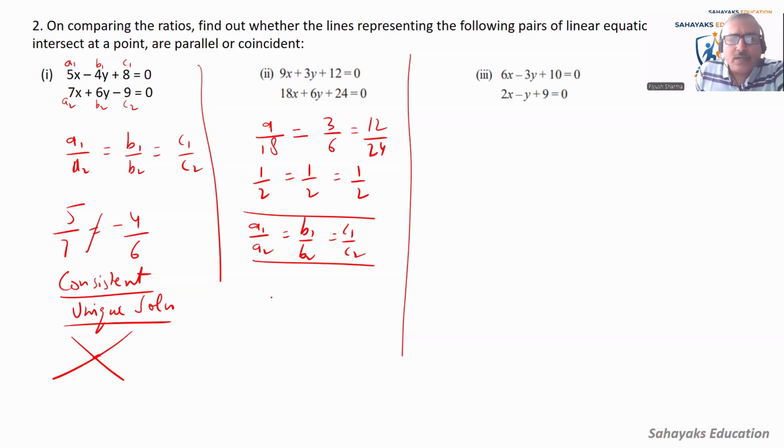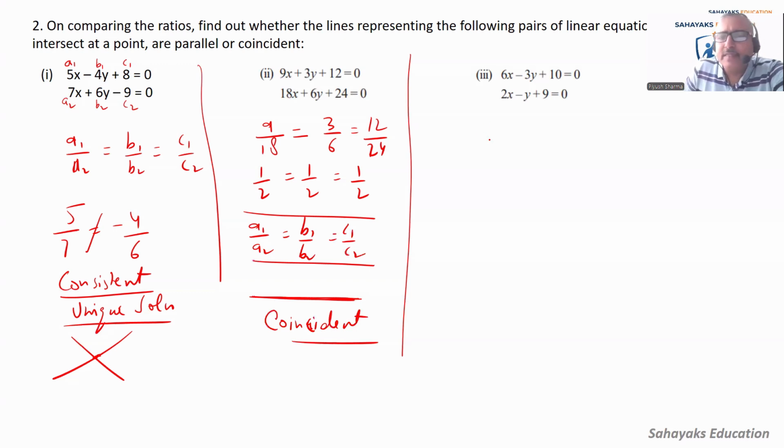These lines are coincident. It's on the top of each other. One line on the top of another line. So this is coincident. These lines are coincident.